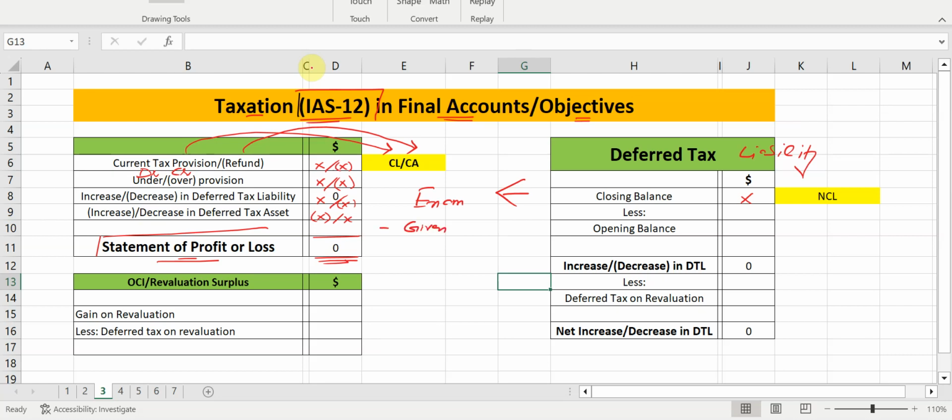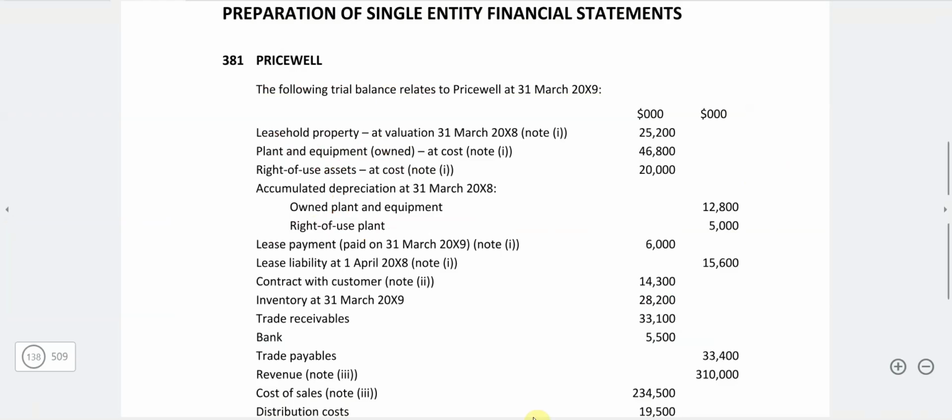So the first scenario is the given. That means when you go to the notes or additional information, the examiner gives you the closing deferred tax liability. Now within this, you need to see whether it says this includes the deferred tax on revaluation, or this does not include the deferred tax on revaluation. So these will be two scenarios: deferred tax being included and deferred tax not included. Let me just show you how the examiner says it in an exam question.